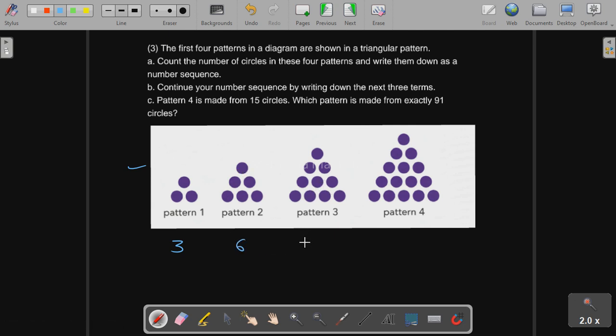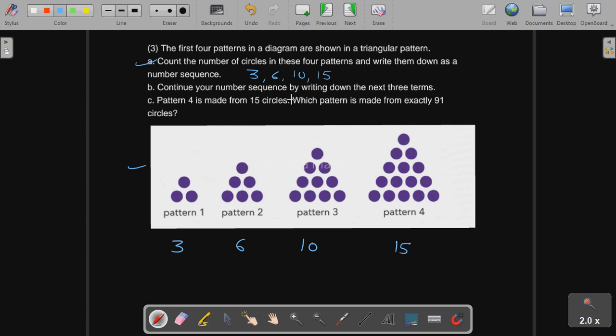This is our 10, and the next one is 15. Okay, so for option A, the answer is 3, 6, 10 and 15. This is the number sequence.